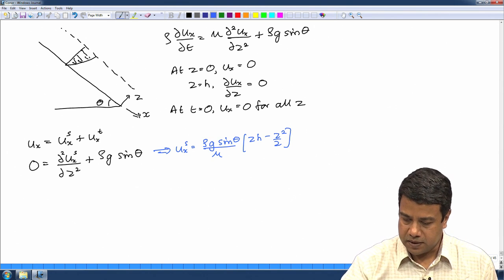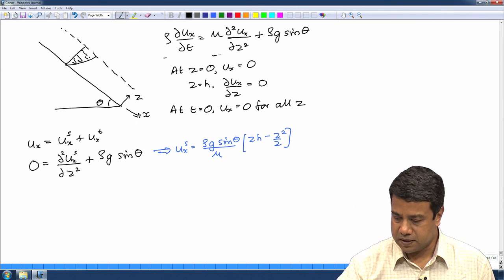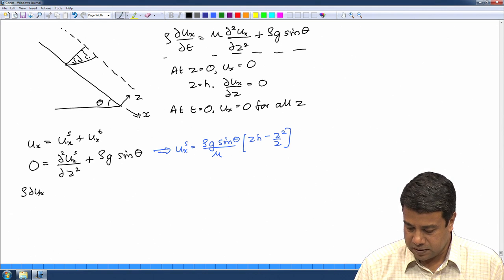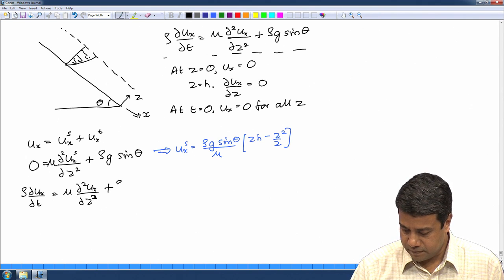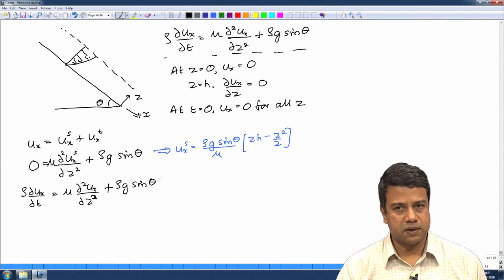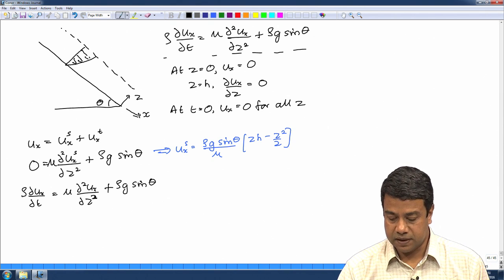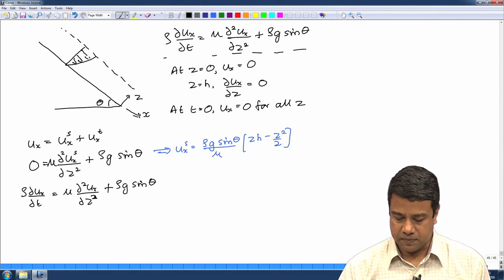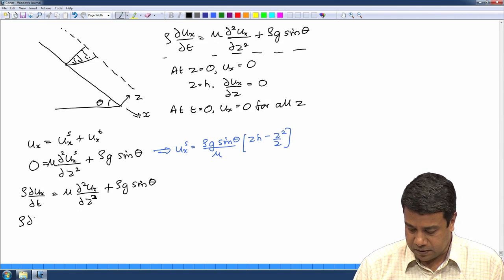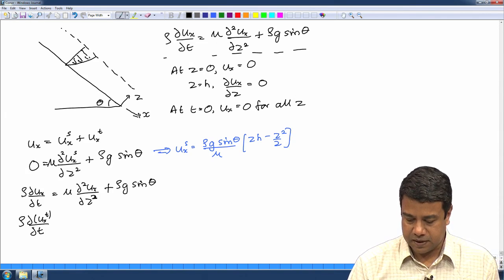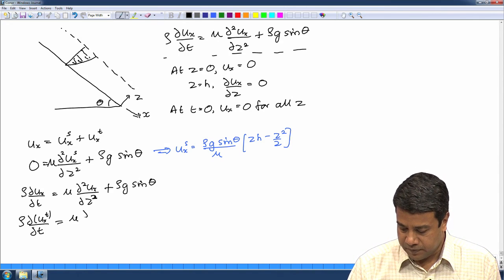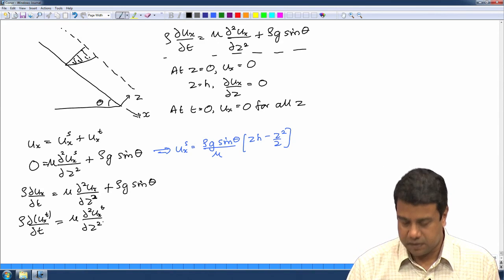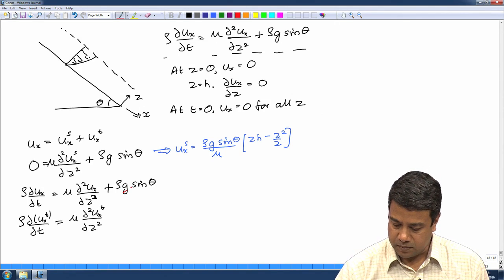The total equation is this one: rho times partial u x by partial t is equal to, I should have viscosity here, mu times partial square u x by partial z square plus rho g sine theta. That was the total equation. If I subtract these two, I will get an equation for the transient part. Because the steady part is independent of time, I will just get rho times partial u x transient by partial t is equal to mu times partial square u x transient by partial z square. And you can see that these body forces actually cancel out.